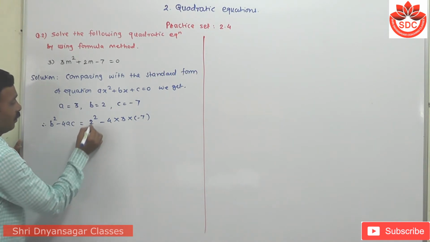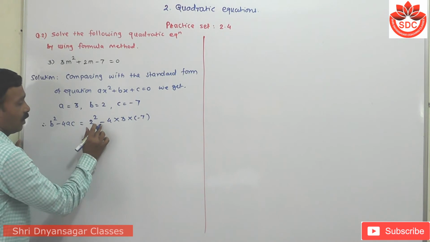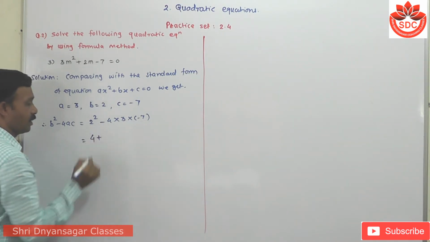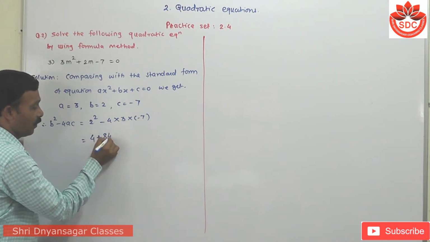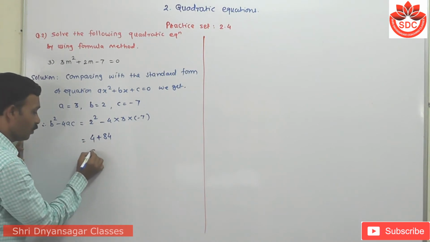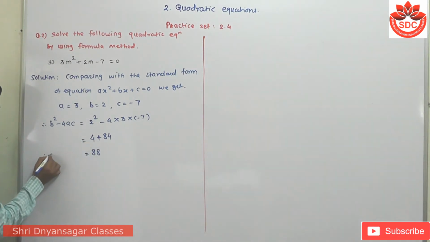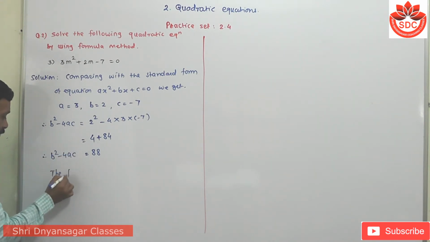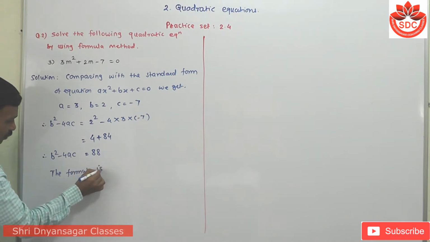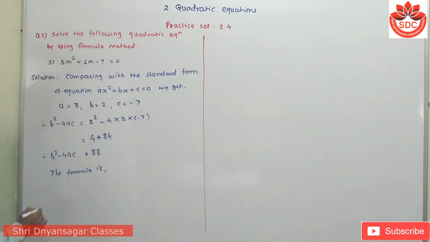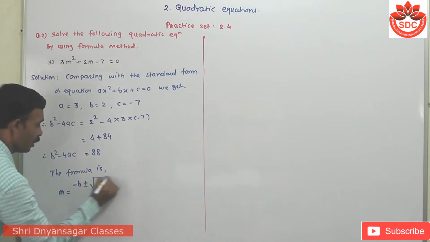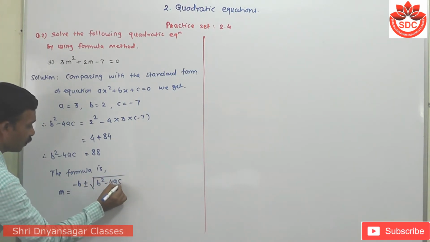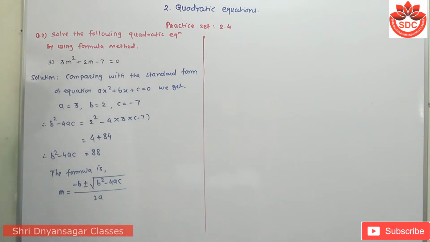Then 2 square is 4 minus, minus becomes plus, 4 3s are 12, 12 7s are 84. Addition becomes how much? 88. This is the value of b square minus 4ac. The formula is, now here the variable is m, so I have to write m is equal to minus b plus minus under root of b square minus 4ac upon 2a.